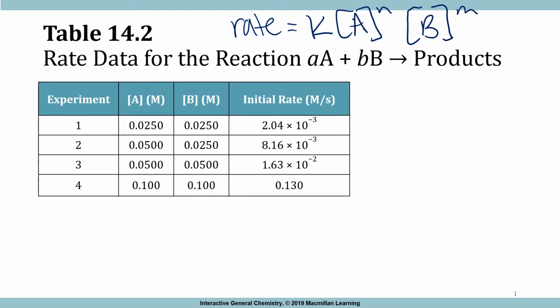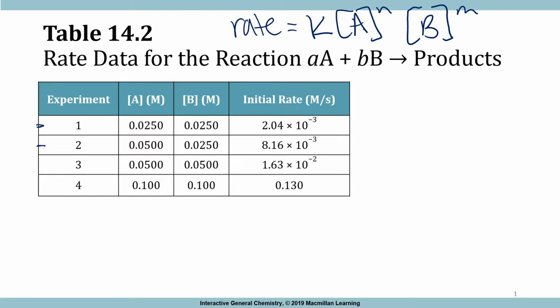All right, so let's just do A first. What we're looking for is we want A to change, and what we mean by A changing is the concentration of A changes, but B is held constant. So let's look at the 4 different experiments and pick the one where B is constant and A is changing. That looks like experiments 1 and 2.